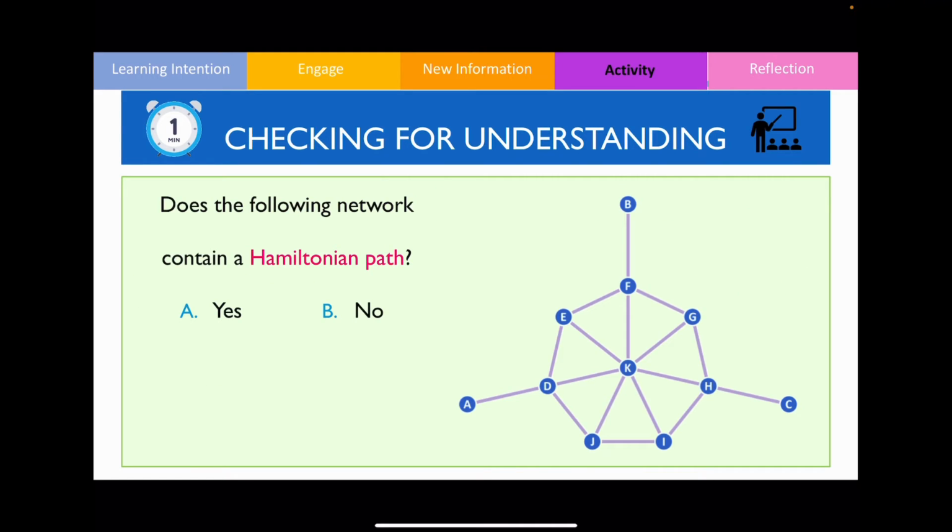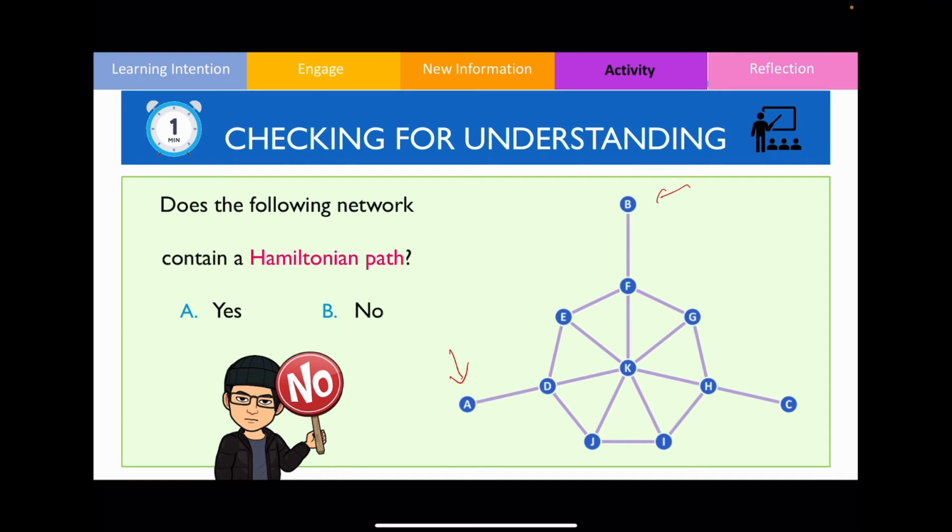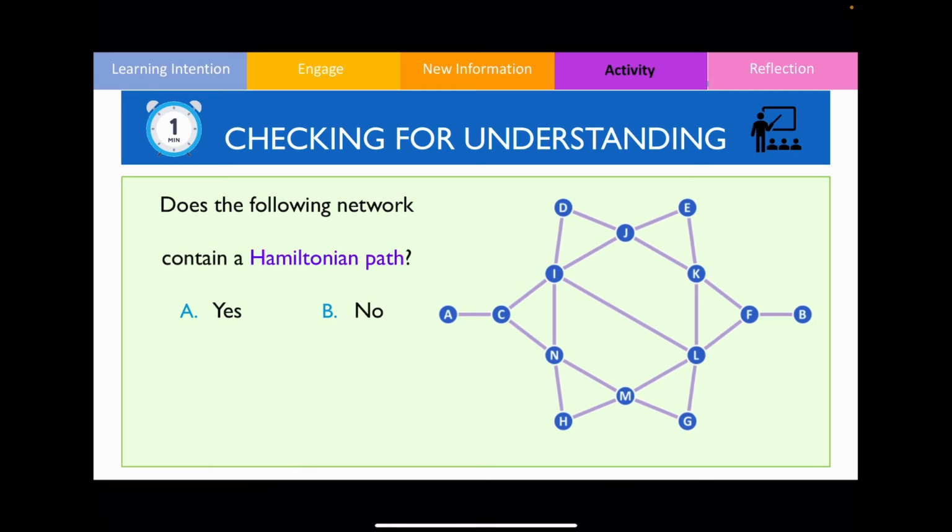Have a go at this question. Can you see if this particular network contains a Hamiltonian path? For this question, it's actually not possible for us to draw a Hamiltonian path, because if you've got three odd vertices over here, there's no chance that you could start from one and then go through every single vertex without repeating an edge. Have a go at this question.